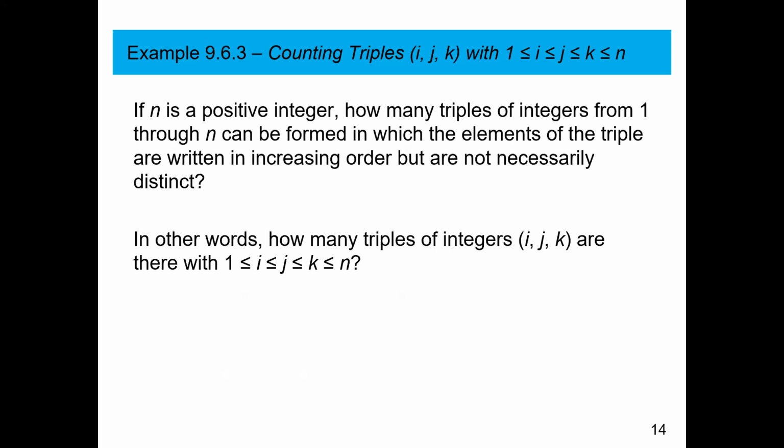This is an interesting problem, because now I want to find 3 numbers that are bounded above, bounded below, but also they come in a specific order.